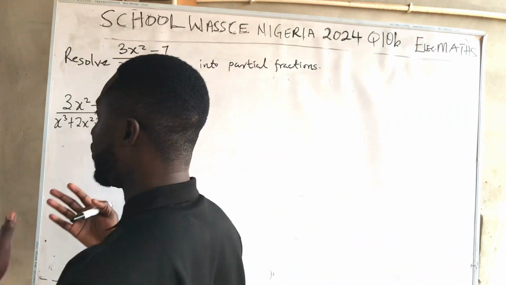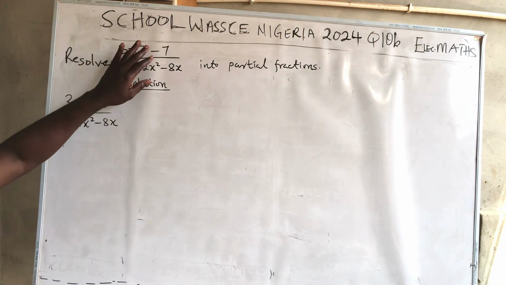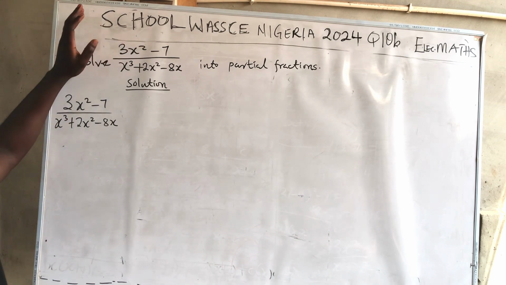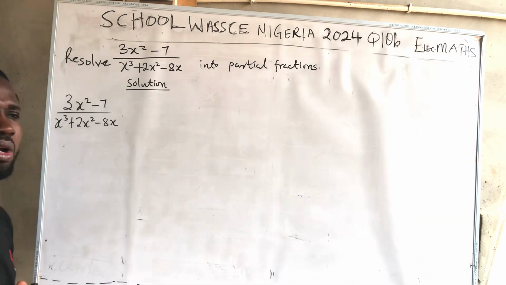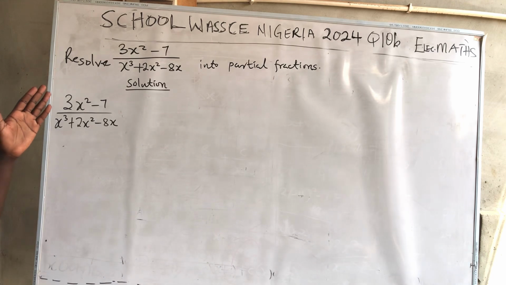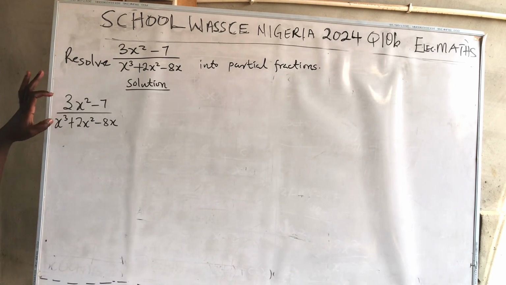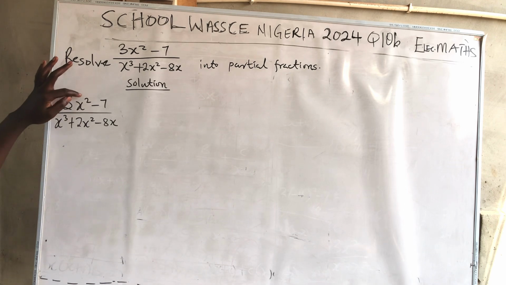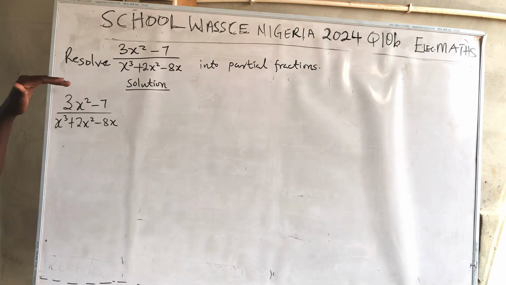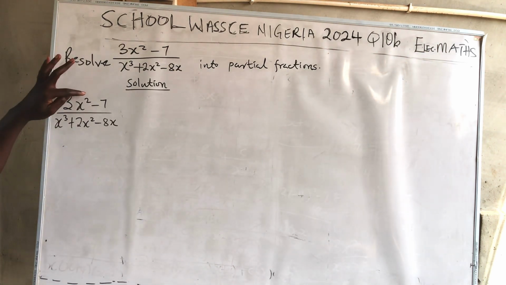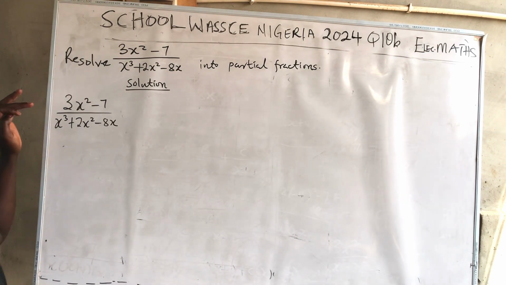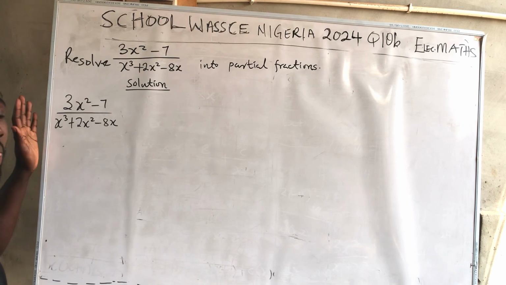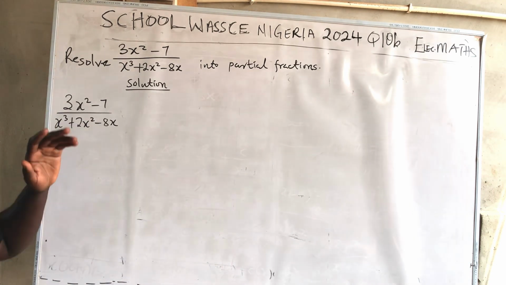Before we resolve this rational function into partial fractions, we are going to make sure that this is a proper fraction, where the highest degree of the variable s in the numerator is less than the highest degree of the variable s in the denominator. The highest degree of the numerator is 2 and the highest degree of the denominator is 3. So it's a proper fraction, and we can resolve into partial fractions.